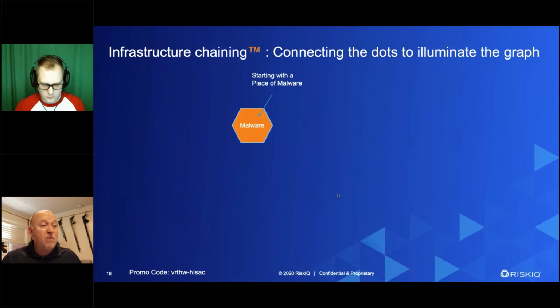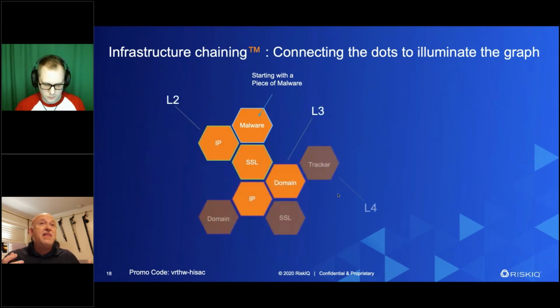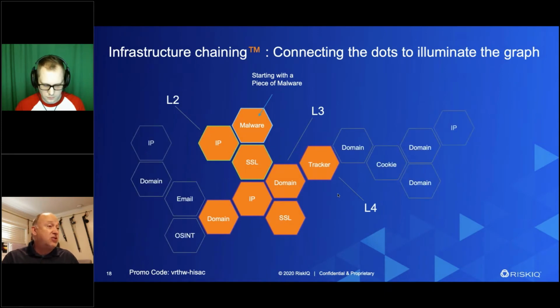So with that, if we start with a piece of malware and we analyze it, we can say, hey, that malware was on this IP, and there was a certificate associated with that malware that's associated with a domain, and there were some trackers and other certificates and domains, and we build out this chain. We call it the infrastructure chain, to understand the full aspect of what we're dealing with.